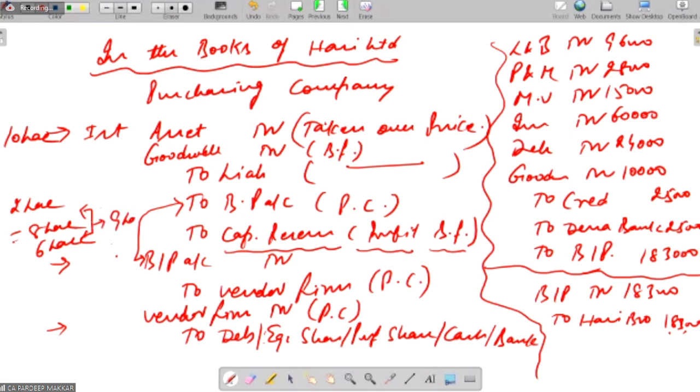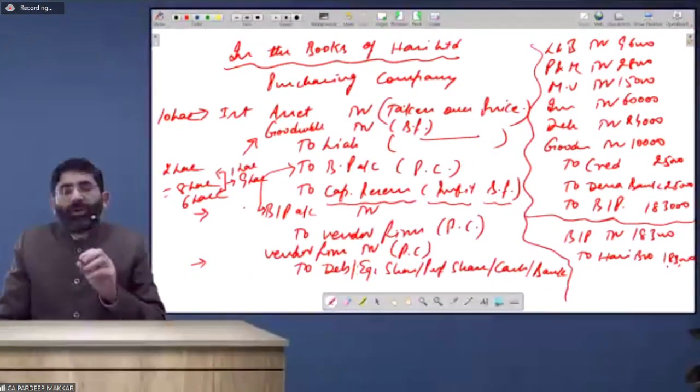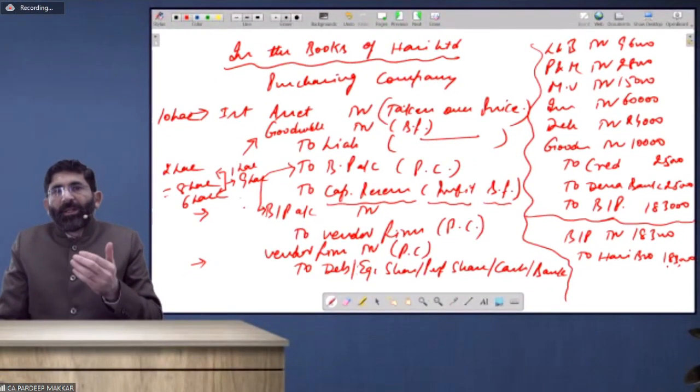Nine lakh rupees, you have paid 1 lakh rupees more, so that will be debited to goodwill account as a balance sheet figure. This is the concept. In this question it will not happen because in this question we are already making payment of what we should pay.